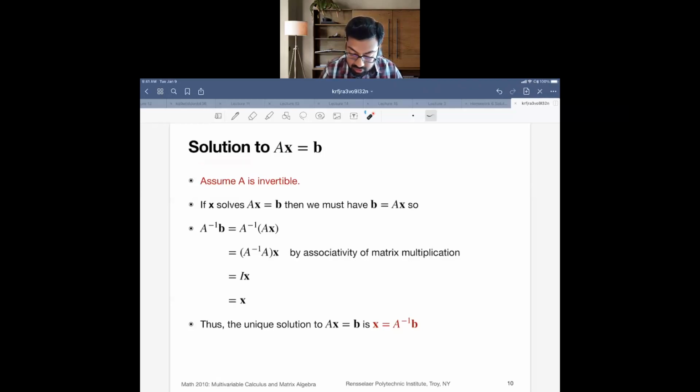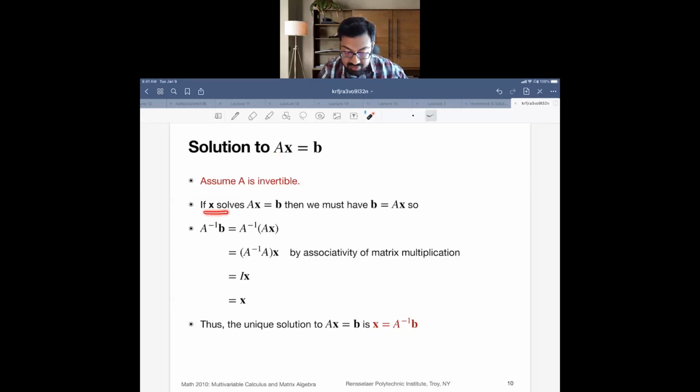Well, the claim over here is X will equal A inverse multiplied by B. That multiplication is a matrix multiplication. Let us try to see whether that is true or not. Because I need to invert A, I'm going to have to assume that A is invertible, which means that the determinant of A is non-zero.